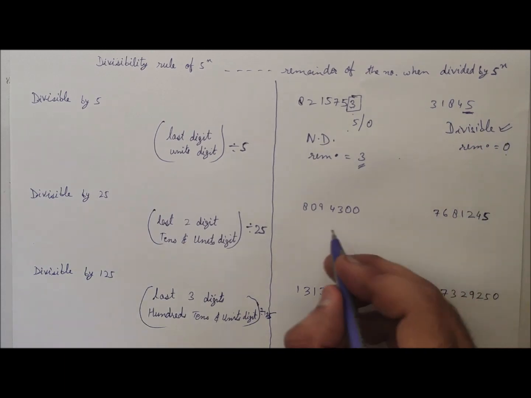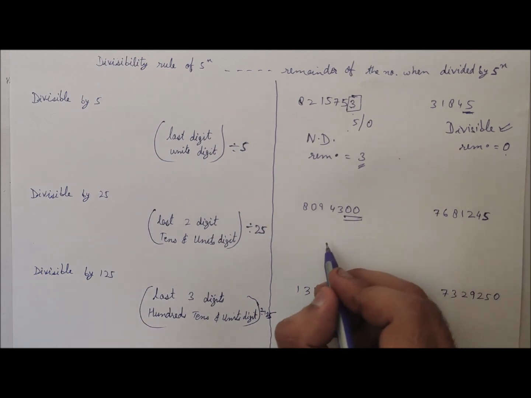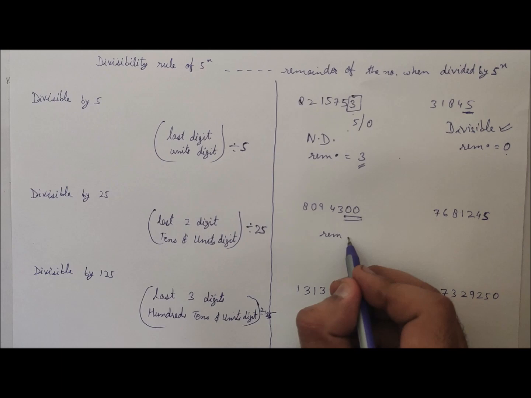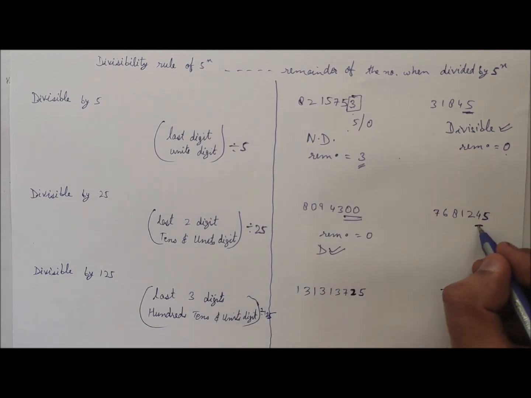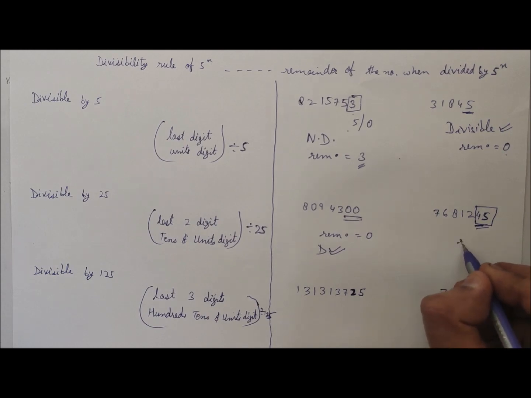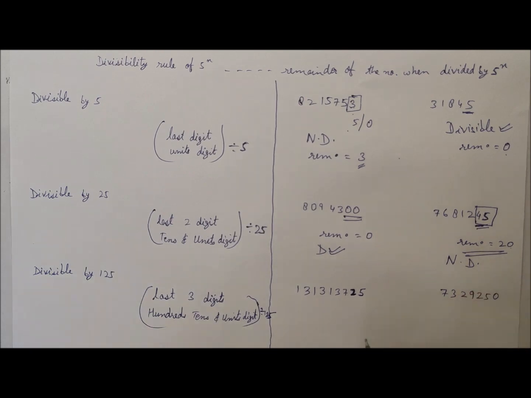Now for 25, we need to check the last two digits. Since it's 0 and 0, 00 is definitely divisible by 25 because it will leave a remainder of 0 as well. So it is divisible. Here we have 45. The last two digits, if we pick up, are 45. So 45 when divided by 25 will leave a remainder of 20. A remainder of 20 means it is not divisible because 20 is not equal to 0. We have to have a remainder of 0 for the number to be divisible. Here we have a remainder of 20, so it is not divisible.